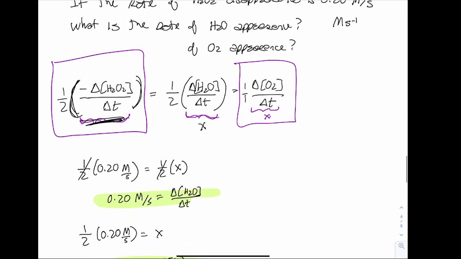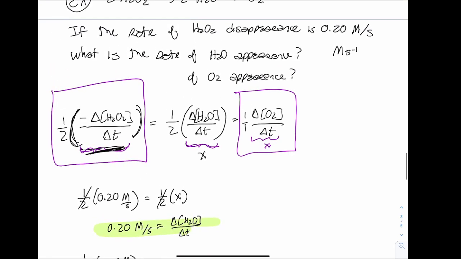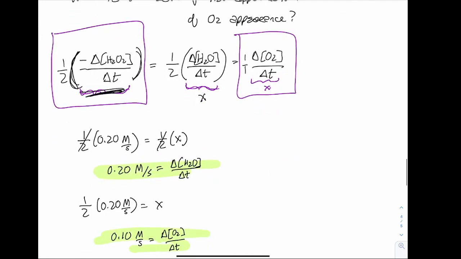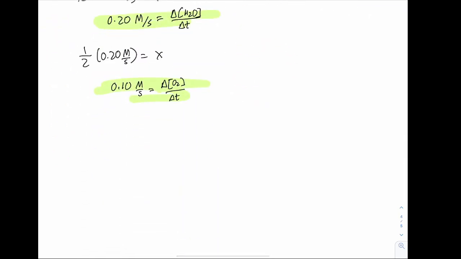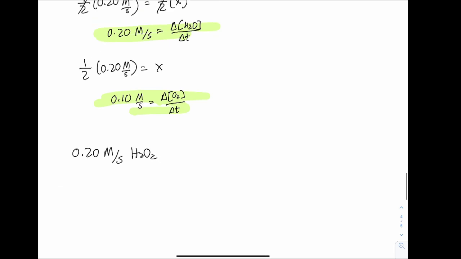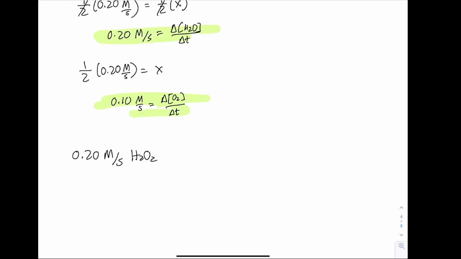So we're just using our rate expression to solve for those. The other way we can do it is just straight stoichiometry. So I have 0.20 molar per second, and that's for hydrogen peroxide. I am going to write this as moles per liter second. So 0.20 moles per liter second, and again, that's for H2O2.